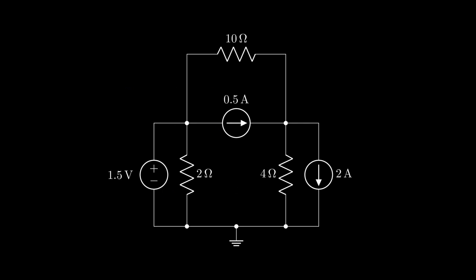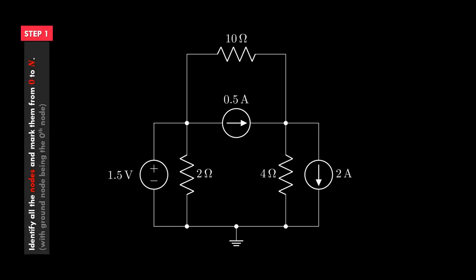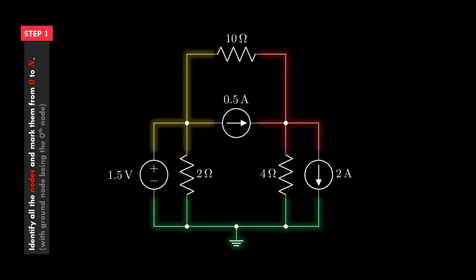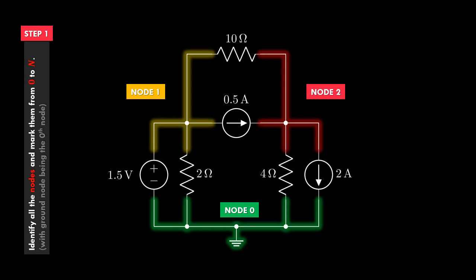This circuit is almost similar to the last one, but with a current source on the right instead of a voltage source. Let's use nodal analysis on this circuit. Step 1, as the name suggests, first you have to identify all the nodes. Here we have 3 nodes in total. So we numbered them from 0 to 2, with ground node being the 0th node. And remember, every node has one voltage associated with it. So we name the voltages as V0, V1, and V2.